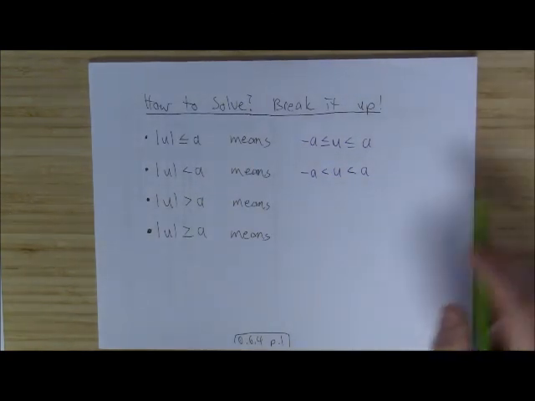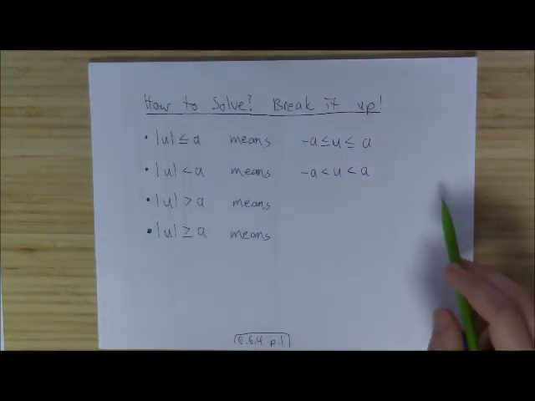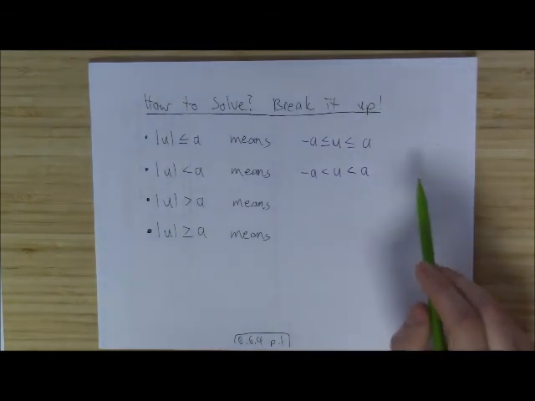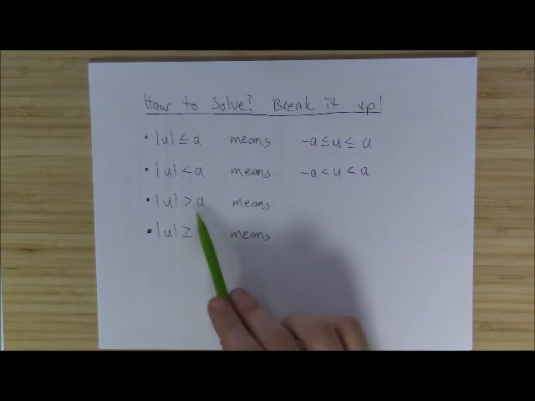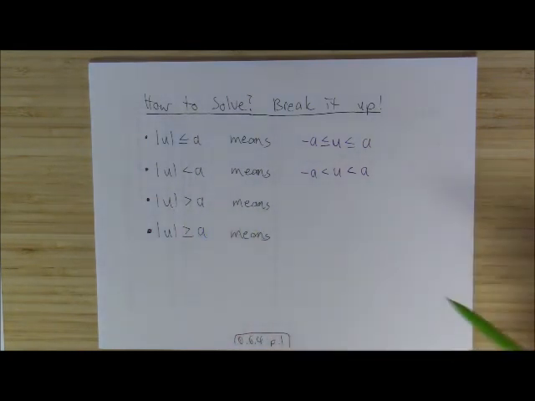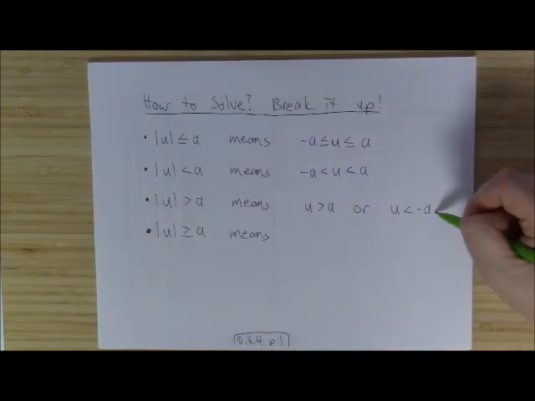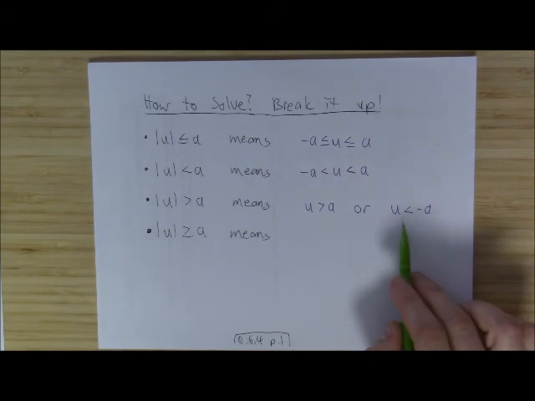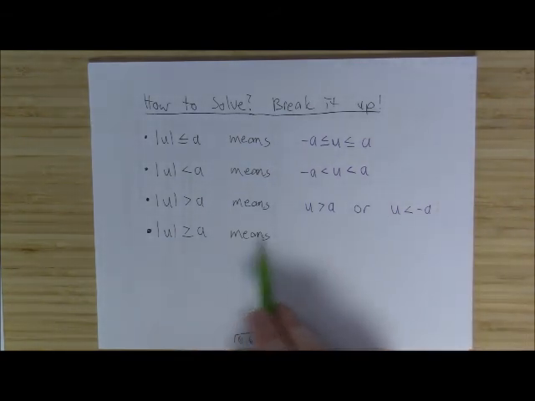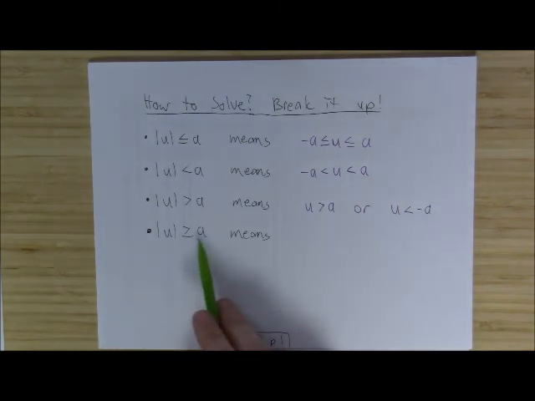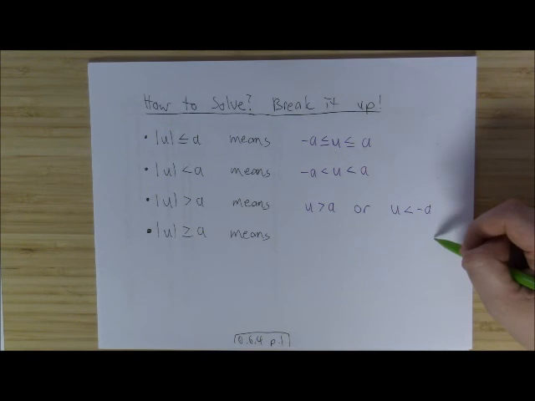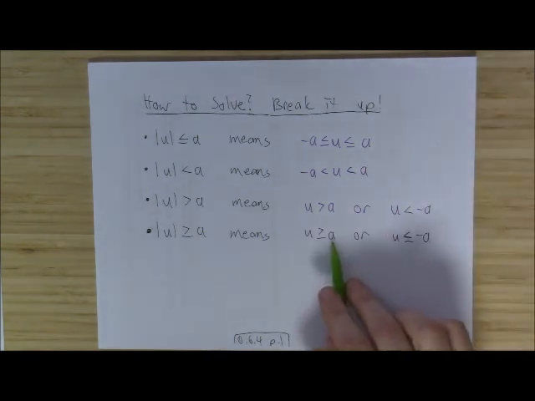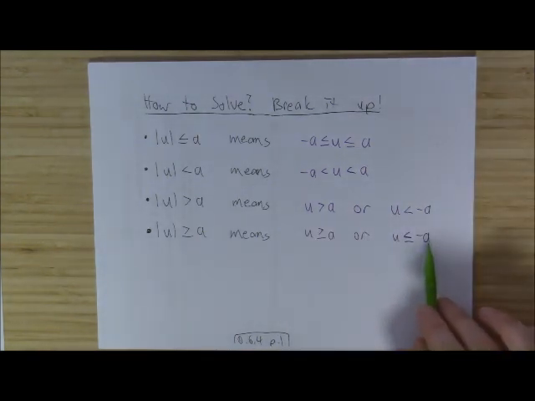and a. Now, it gets a little bit harder to talk about, and you can't really write it as a double inequality when you try to write absolute value of u is strictly greater than a. Because what that actually means is u is either greater than a or u is less than negative a. Over here, and similarly with the last one, the absolute value is greater than or equal to a means that u is greater than or equal to a or u is less than or equal to negative a.